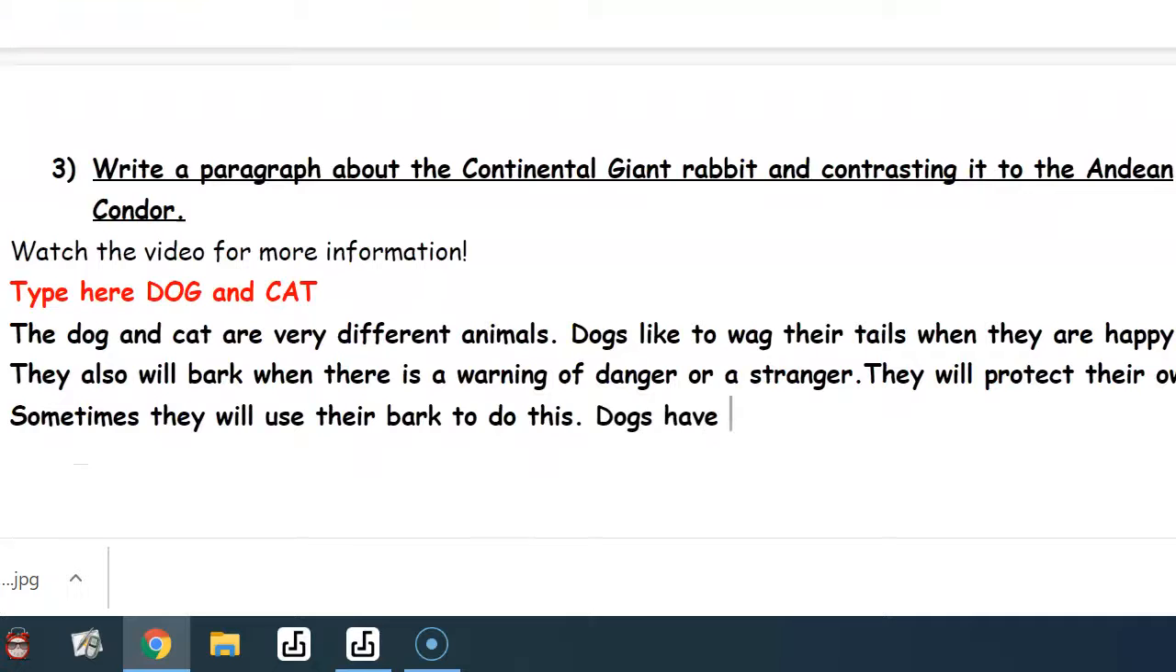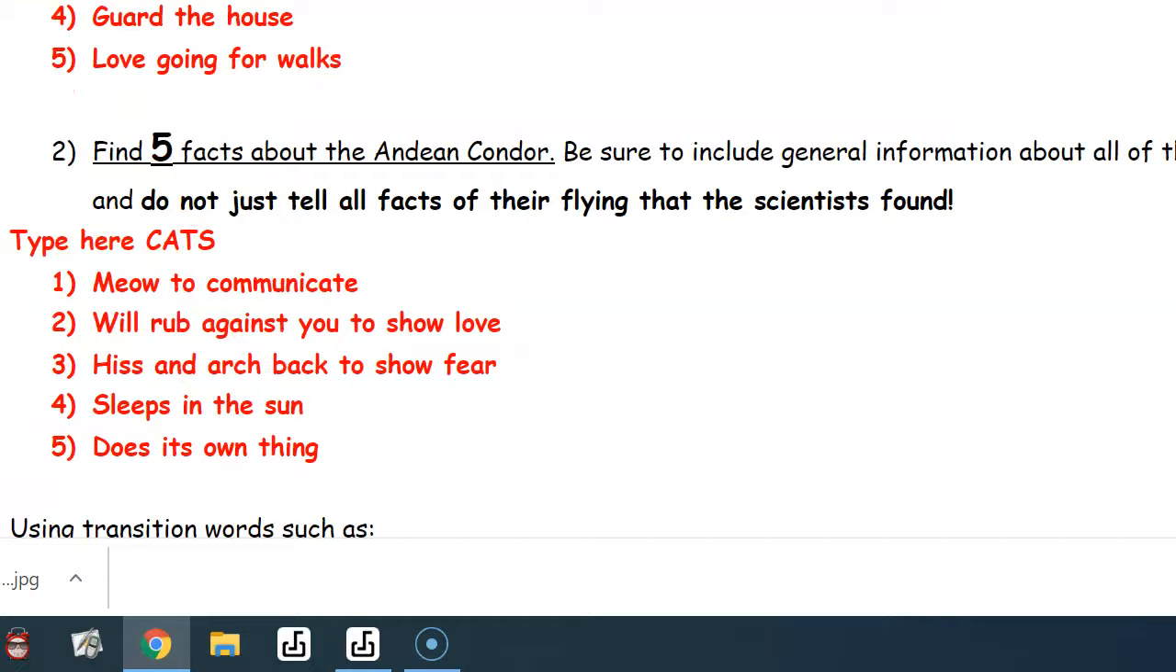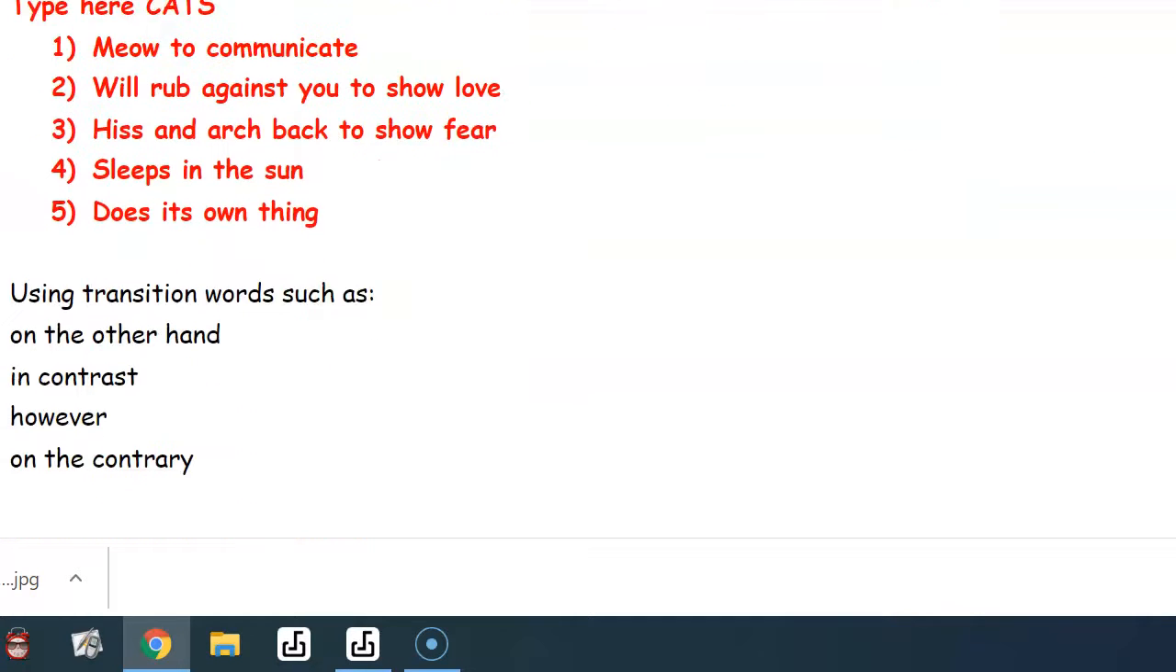Dogs like to do this. Dogs are known to protect their home. Dogs are known to protect their own. See, that was a nasty little underline. The last one, excuse me, is love going on walks.